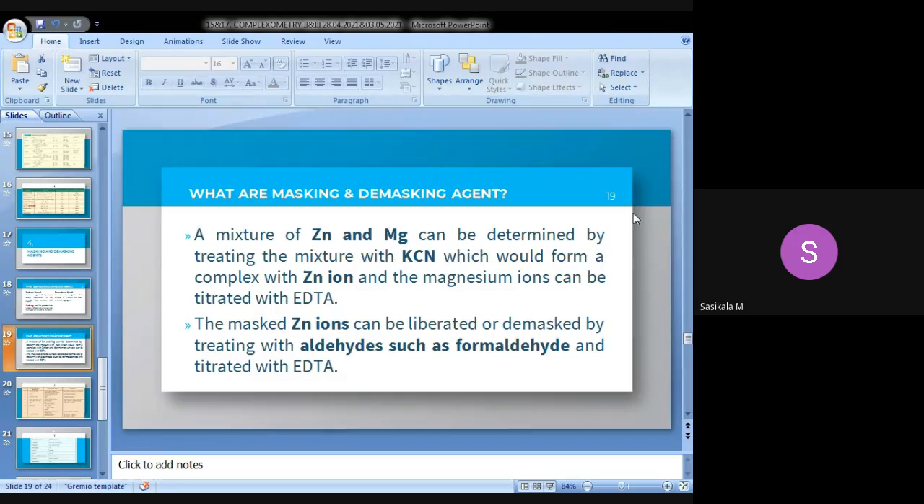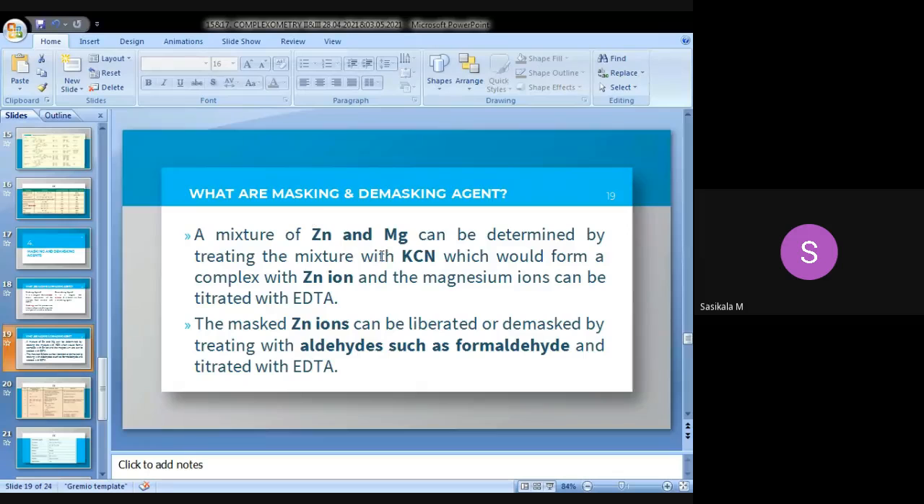So now let's see what are masking and demasking agent. Here with an example I have quoted, a mixture of zinc and magnesium can be determined by treating the mixture with potassium cyanide, which would form a complex with zinc ion. Potassium cyanide forms complex with zinc ion, and the magnesium ions can be titrated with EDTA. So now zinc cyanide will be formed. So KCN, potassium cyanide, acts as masking agent and it forms complex with zinc ion, zinc metal. So zinc cyanide complex is formed and it will not interfere with the titration of magnesium. Now magnesium ions can be titrated with EDTA.